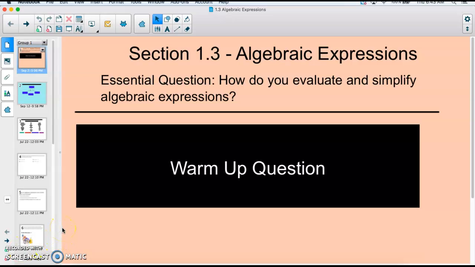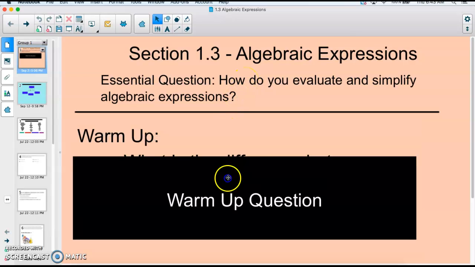Alright guys, welcome to 1.3 algebraic expressions. Our essential question today: how do you evaluate and simplify algebraic expressions? This should be a review for you. There's no new things in this section. So we're going to get started with a little warm-up question here.